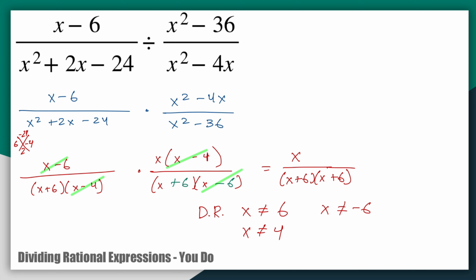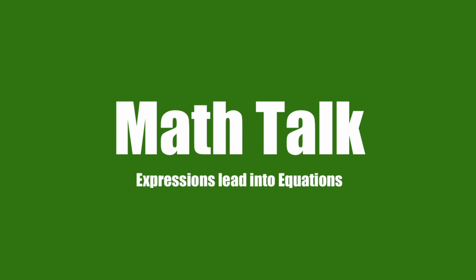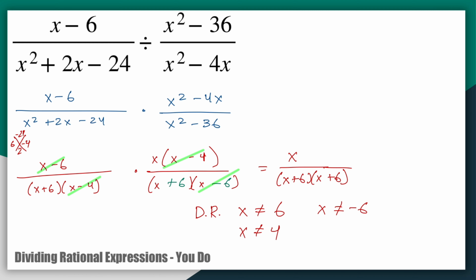All right, so these problems are starting to get long, okay? And you're doing a lot of factoring, right? We're doing factoring on greatest common factor, factoring with difference of squares, diamond method, right? It's a lot of stuff, okay? Now your last thing here is a little bit of math talk, a simple one. Expressions lead into equations, okay? You might ask yourself, what was the point of all of this?